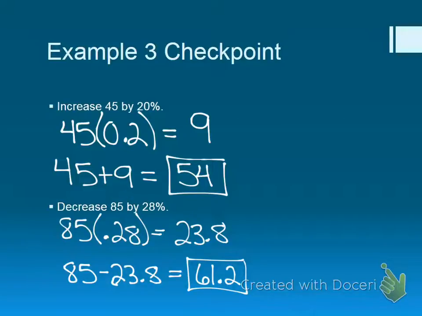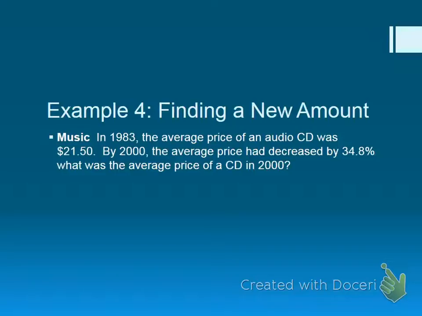Still sticking with this new price type of concept, finding the new amount. Now I'm going to look at a word problem. In 1983, the average price of an audio CD was $21.50. By 2000, the price had decreased by 34.8%. What was the average price of a CD in the year 2000? I want you to round your answer to the nearest penny. Same concept, finding new amount.